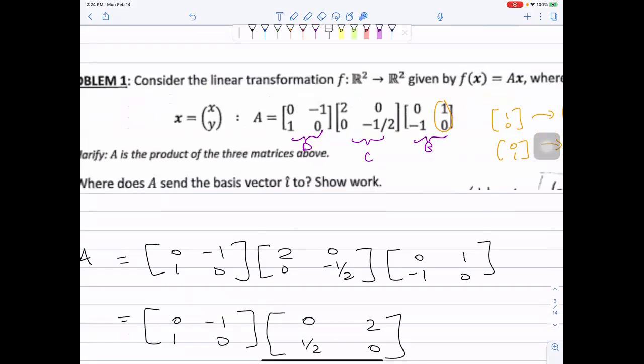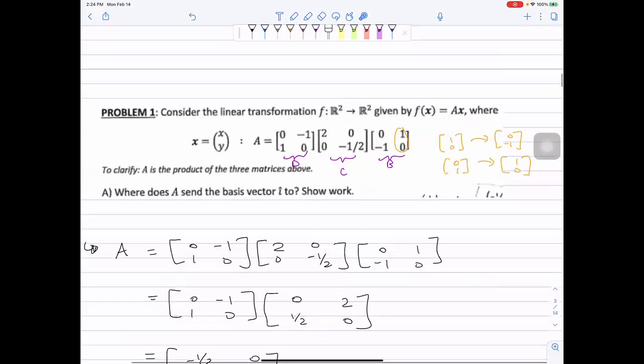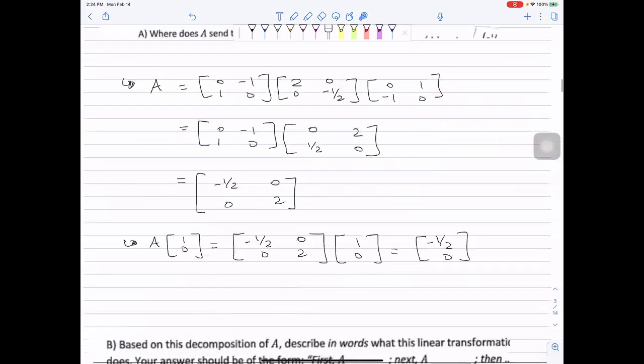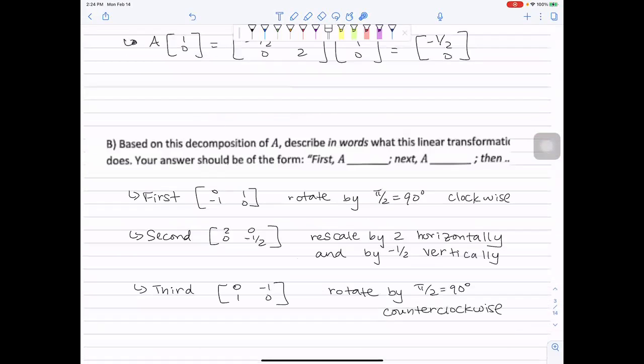Then the last one to the left, thinking separately, it brought 1, 0 to 0, 1, and it brought 0, 1 to -1, 0. So in general, what is that? Well, you brought the I vector to here, and you brought the J vector to here. So you rotated 90 degrees counterclockwise. Overall, the transformations were that you rotate 90 degrees clockwise first, we rescaled the x and y axis, and then we rotated back counterclockwise.